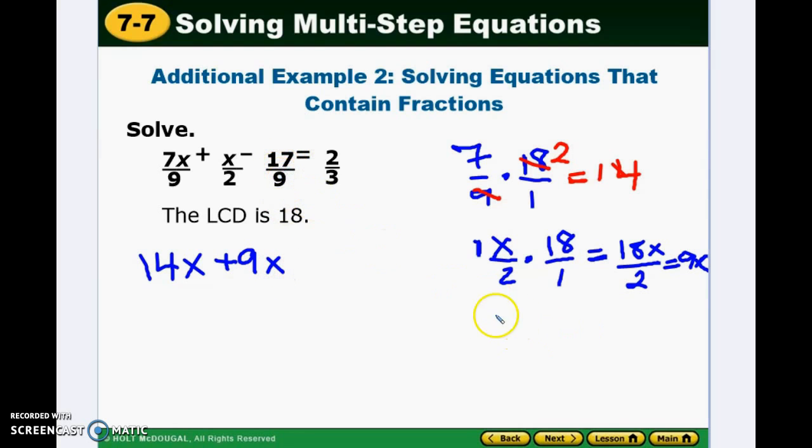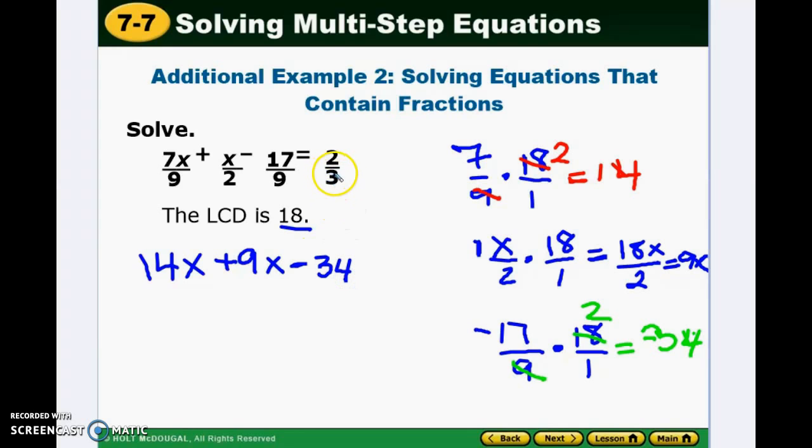And then here we have negative 17 ninths times, again, 18 over 1. Remember, we are multiplying the whole thing by 18. So again, 9 goes into 18 2 times, and then 17 times 2, we get negative 34. Do not forget your sign. So this becomes a negative 34.